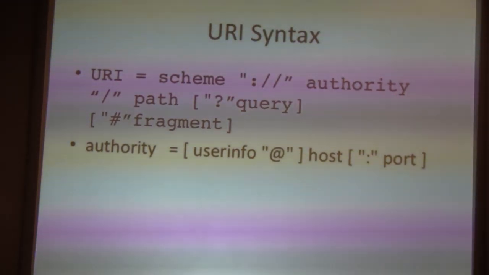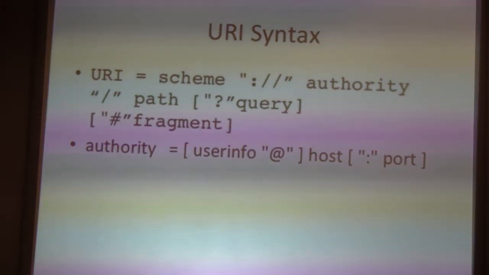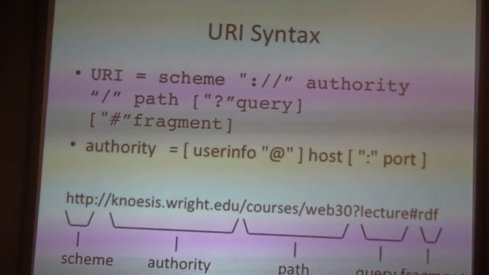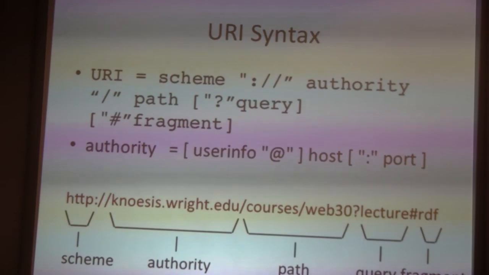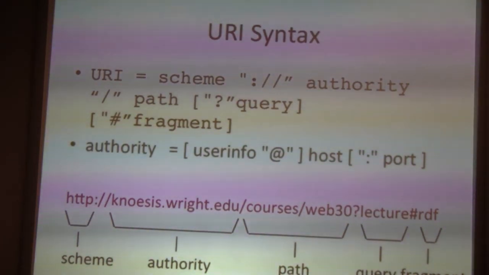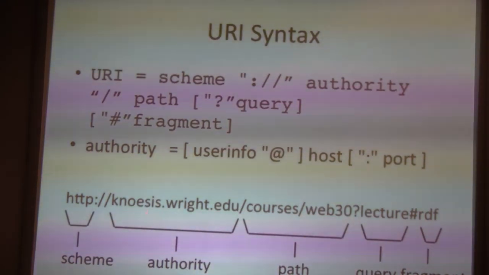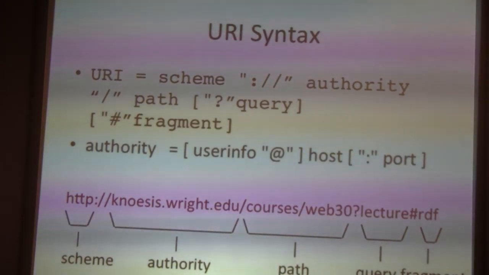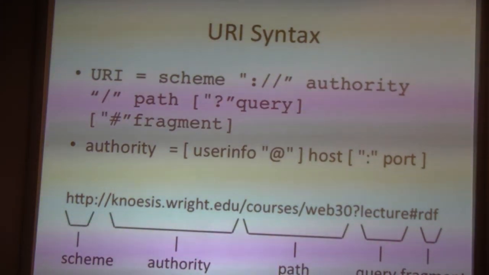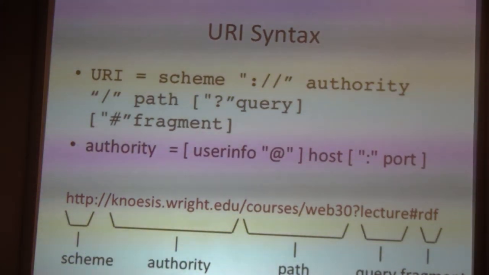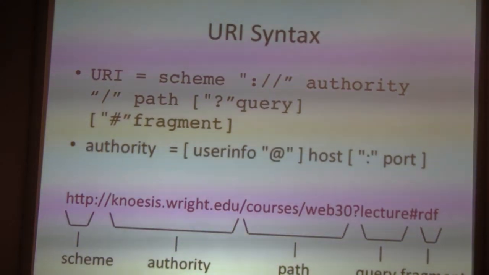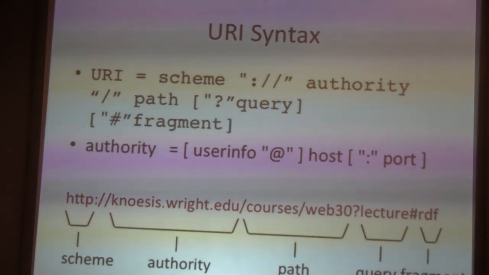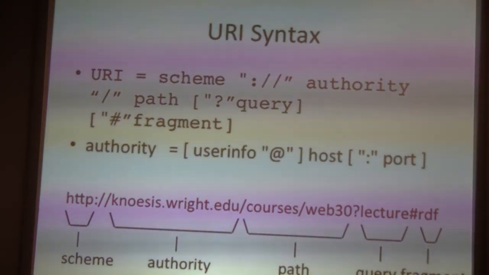And the fragment usually helps you locate one part or one section within the page. This is one example. So if we analyze the URI that we created, we have HTTP as the scheme, and noises.write.edu as the authority. We may put the port number here, but I just ignore the port. And the path, courses, or faculty, or anything else, would be the path of the URI. And the lecture and the RDF I just put as an example for the query and the fragment.